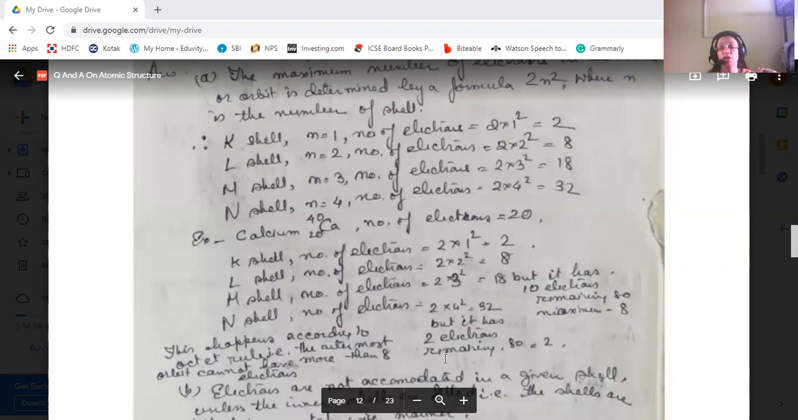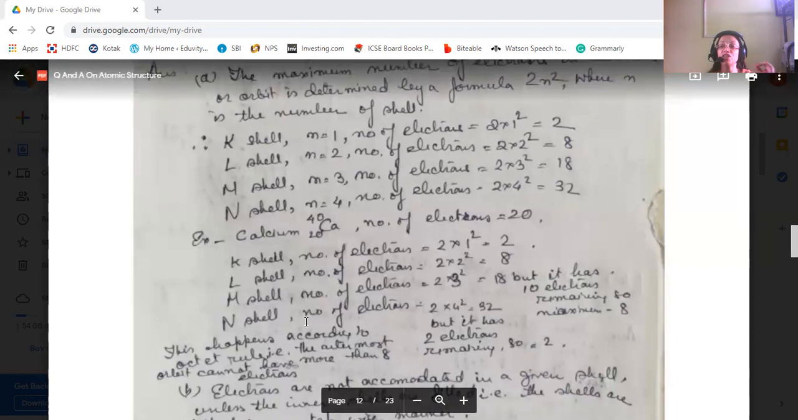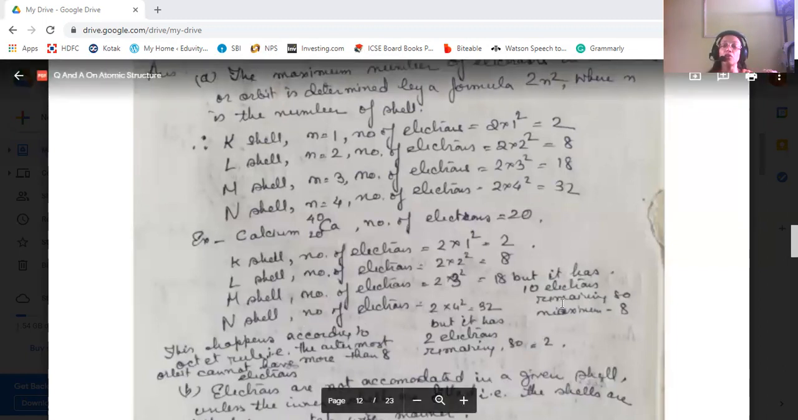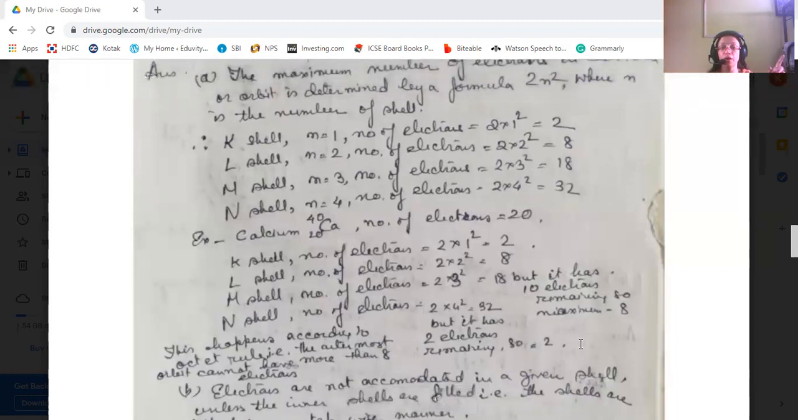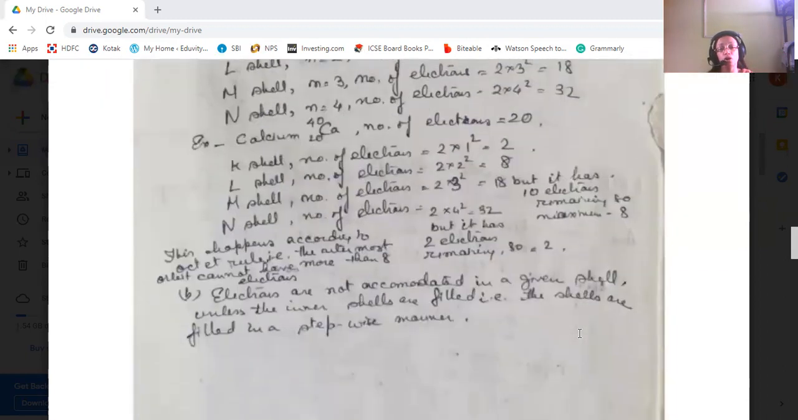The N shell should contain 32 electrons according to the rule, that is 2 into 4 square, 32 electrons, but it has only 2 electrons left. So that will be in the N shell, and the N shell will become calcium's valence shell. This happens according to the octet rule, which means the outermost orbit cannot have more than 8 electrons.